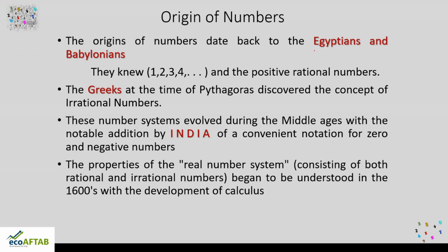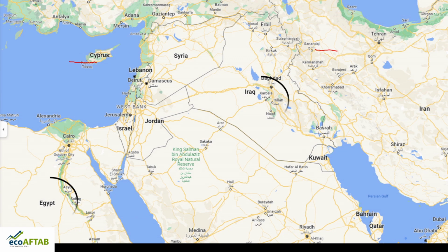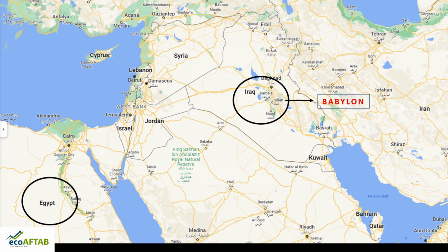As I said, we are speaking about Egypt and we are speaking about Babylon. So, where actually this Babylon is, I would like to show it to you on the map of the world. So, here is the map. You can see the circle. So, these two circles, or you can say the two places, Egypt and Iraq, have given birth to the number system. So in Iraq, you can see one particular place, Hilla. That place is called Babylon. So friends, these are the places from where the numbers have originated. Later on, it has been developed and evolved over a period of time, different countries contributing in their own way.